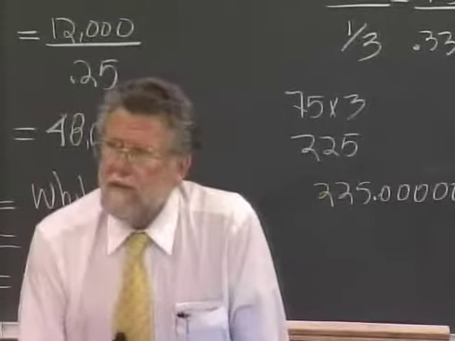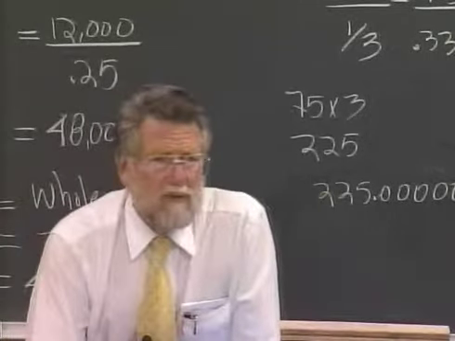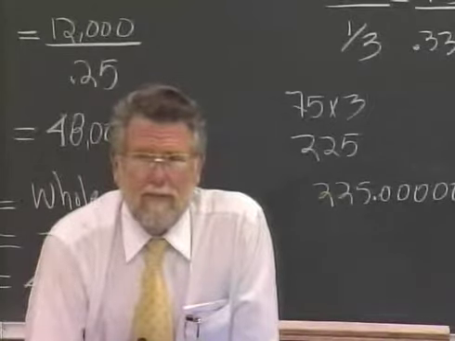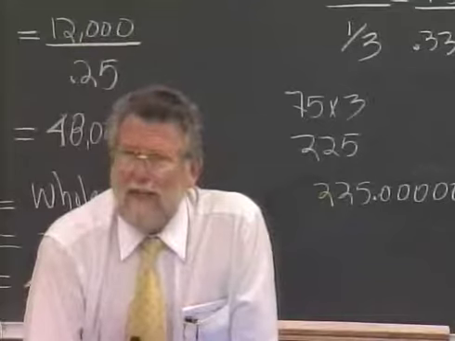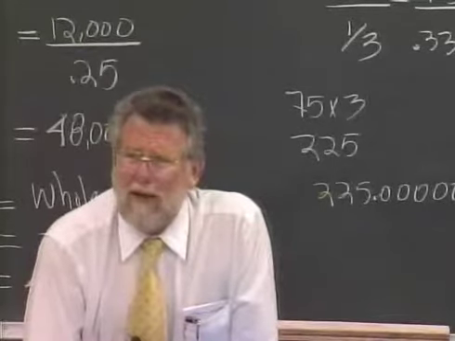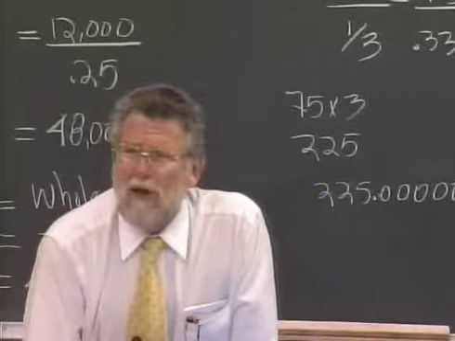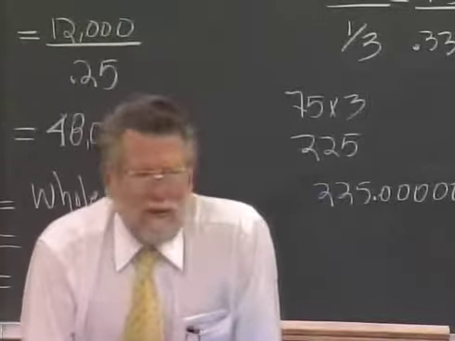Why did I give you 4%? Any idea? Why was I nice to you? Why was 4% a really nice number to give you? Because what? Yes, it works out nicely. In what way does it work out nicely? You are correct. What do I have to divide by to get quarterly compounding? 4. That's why the 4%.